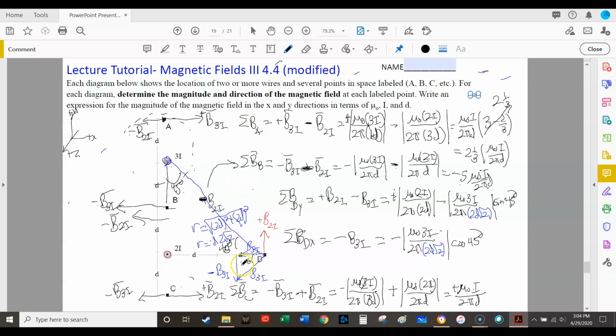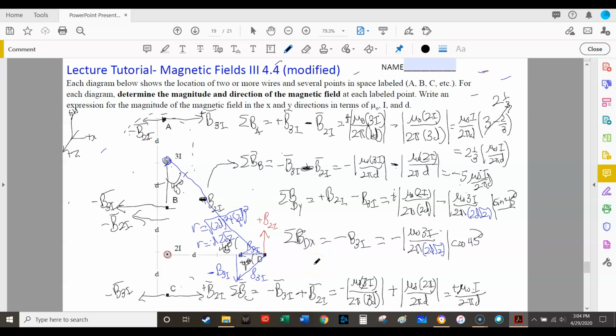So since this B3i is pointing off at an angle of theta to that horizontal, it's going to have two components, both in the x and y direction. And you have to take into account that vector direction. And how I got the angle 45 degrees here, well, this is 2D and this is 2D. Well, that means this is 45, this is 45, and so that has to be 45. It really doesn't matter. Okay?